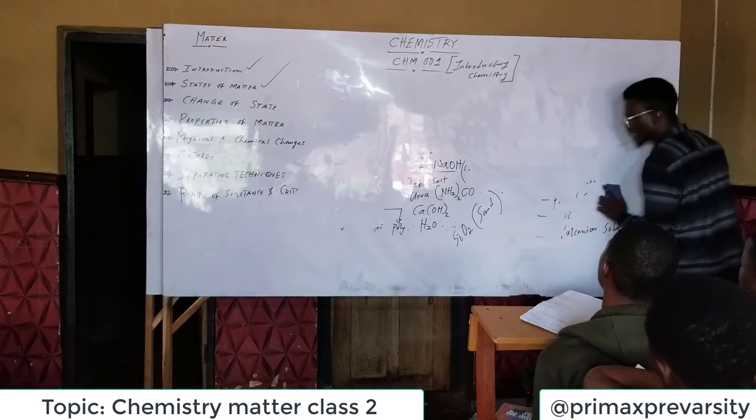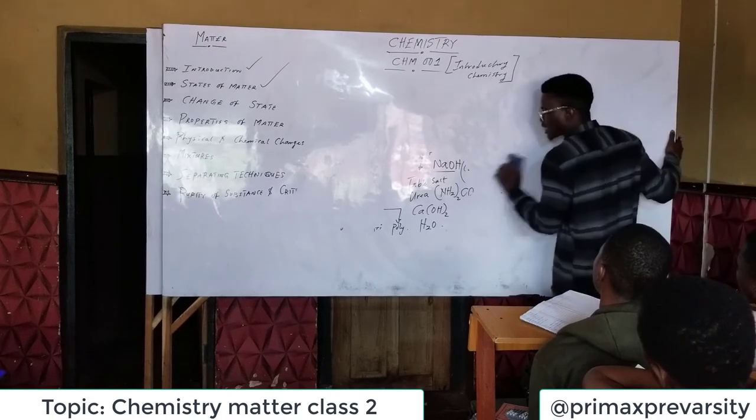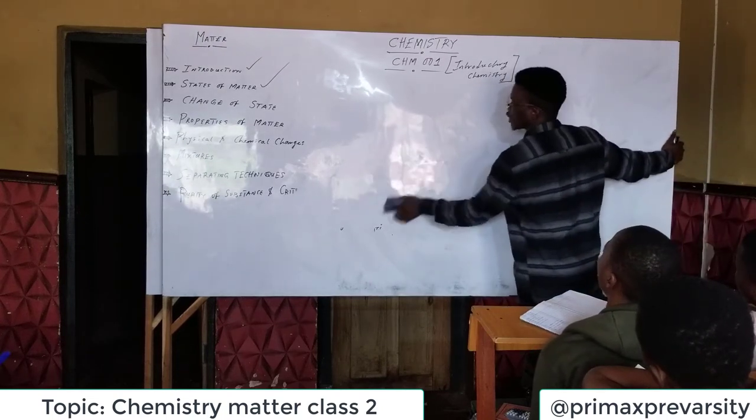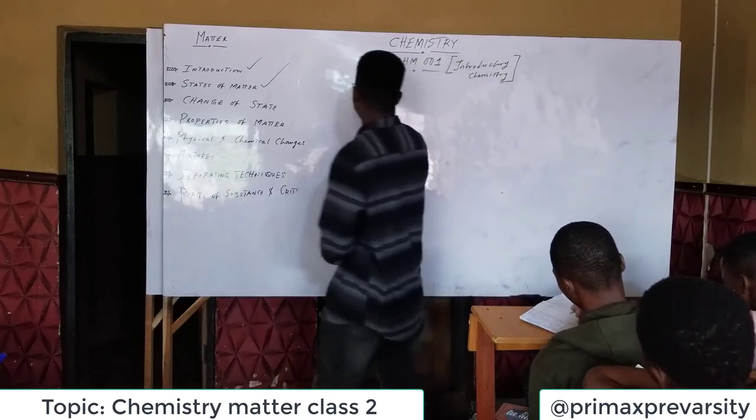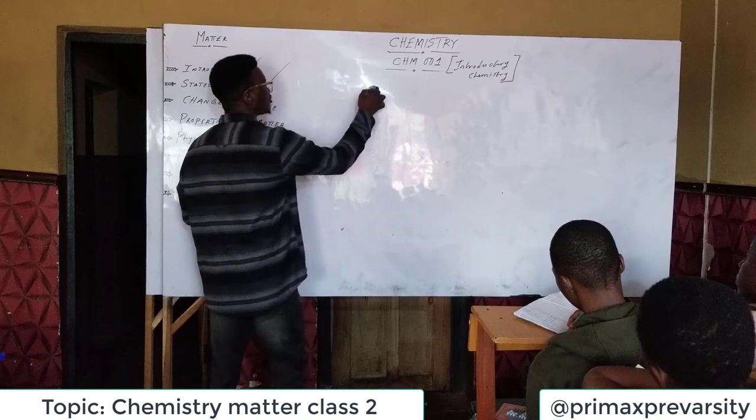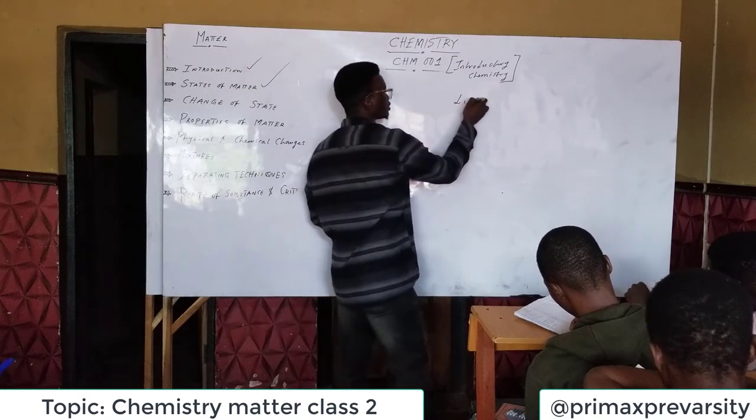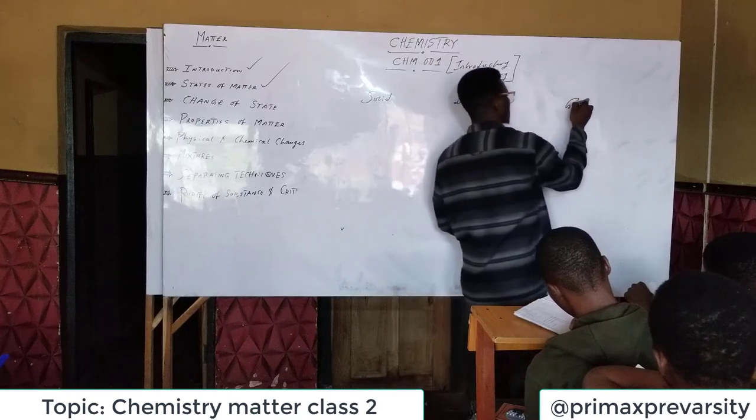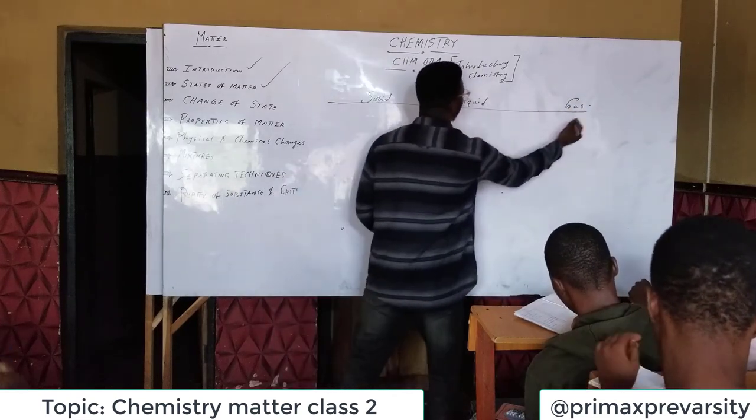So basically they exist as solid, liquid, and what? And gas. So quickly let's look at the states of matter. When you're talking about the three major states of matter, they are the solid, the liquid, and the gases. So let's quickly look at the differences between these three states of matter.